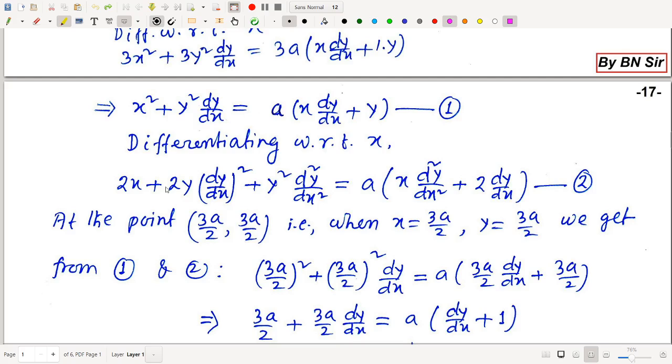Differentiating this line again with respect to x, we get 2x, and y square is 2y into dy by dx. Already there is a dy by dx, so it is dy by dx square plus y square remains, derivative of dy by dx is d square y by dx square, equal to a into x into dy by dx, u into v rule: x into derivative of dy by dx is d square y by dx square, plus x remains, derivative of x is 1 so 1 dy by dx, and another y means you have to differentiate, it will be dy by dx, so dy by dx plus dy by dx means 2 dy by dx written directly.